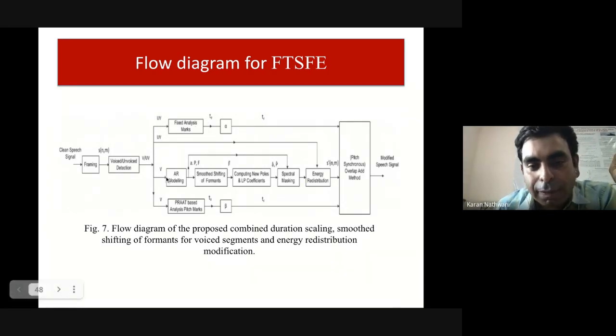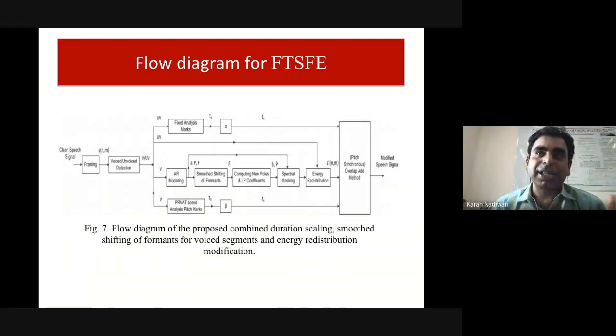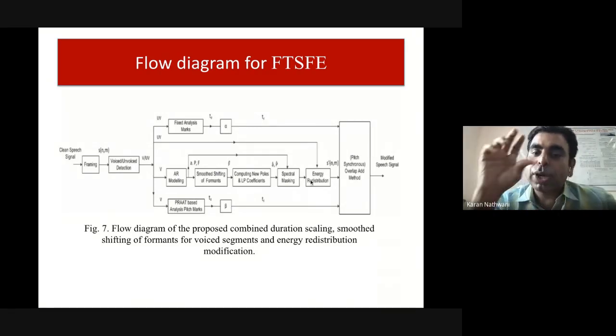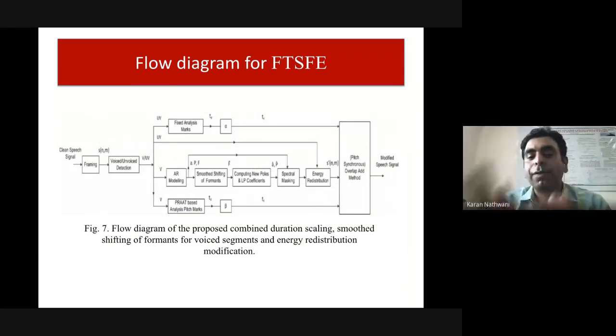And for voiced, we have done the smooth formant shifting. And for voiced, we have again taken the Praat analysis pitch marks and then scaled them by beta. And finally, we have combined together. It's just a combination: I have method A, method B, method C, and I've just combined all together. But one special thing is there. Once you have the spectral masking, I have taken the energy redistribution also, which was not done in the smooth formant shifting. So this is where you can shift the energies between the voiced and unvoiced also. And then finally, you do the pitch synchronous overlap add method.